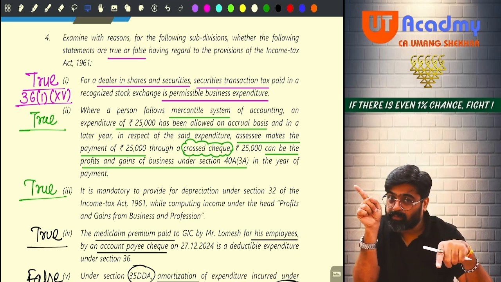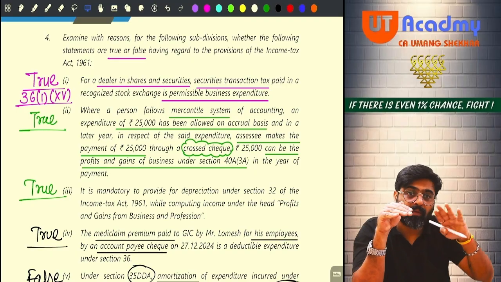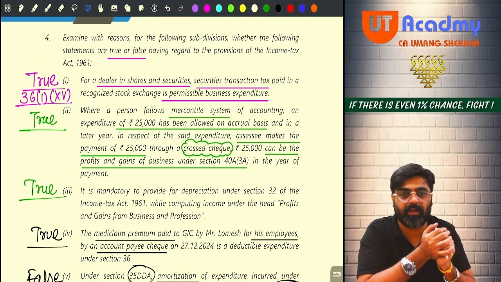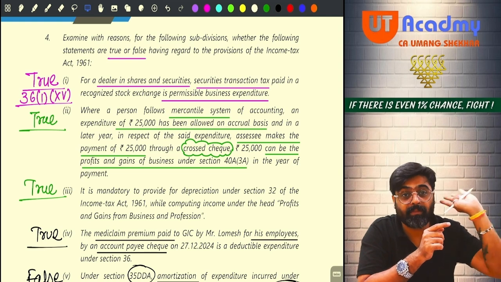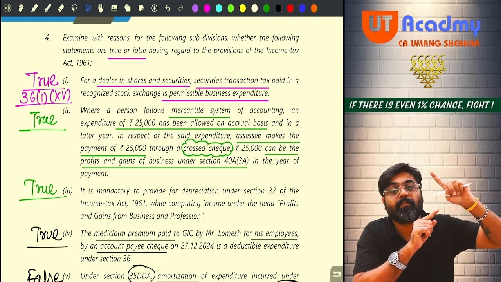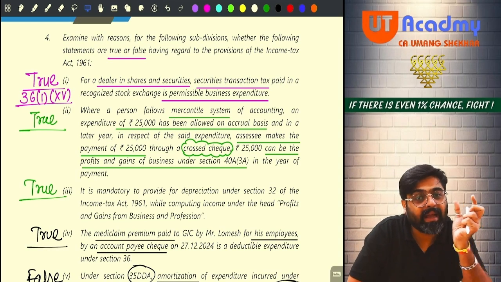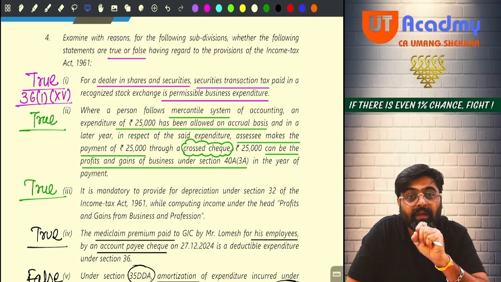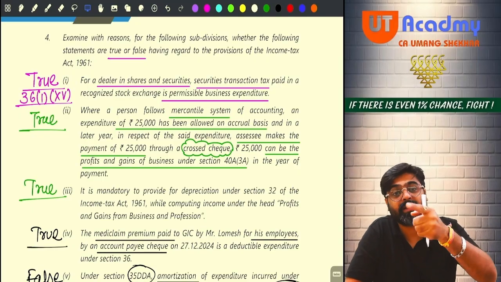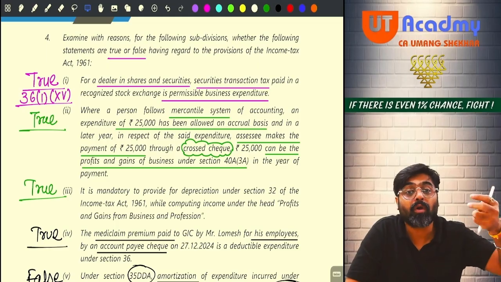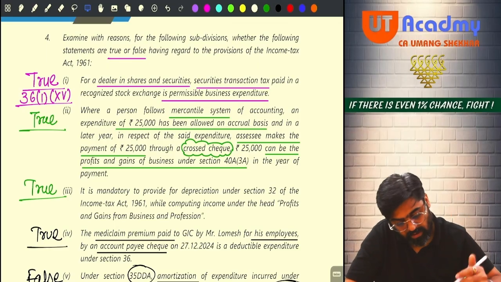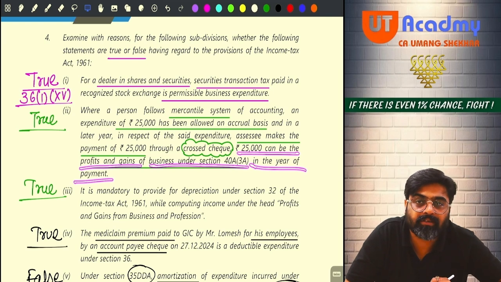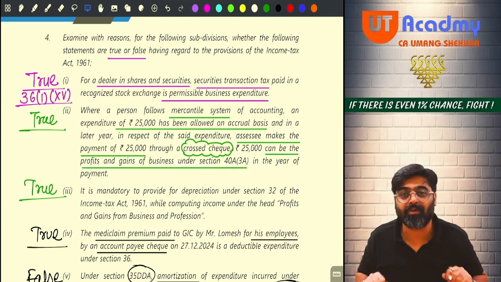Then the amount of expenditure which was allowed earlier, out of that, whatever payment is made right now, that entire payment is made right now. Okay. If that payment is more than 10,000, then it has to be by way of prescribed modes only. If you make the payment by way of any mode other than prescribed mode, then the entire payment will be treated as a deemed PGBP income as per 40A3A. Yes or no? So this 25,000 which was allowed earlier on due basis, they are saying that this 25,000 is paid later on by way of cross check, which is not a mode specified. Then 25,000 can be treated as PGBP under section 40A3A in the year of payment. Is the statement true? The answer is yes. The statement is absolutely true.